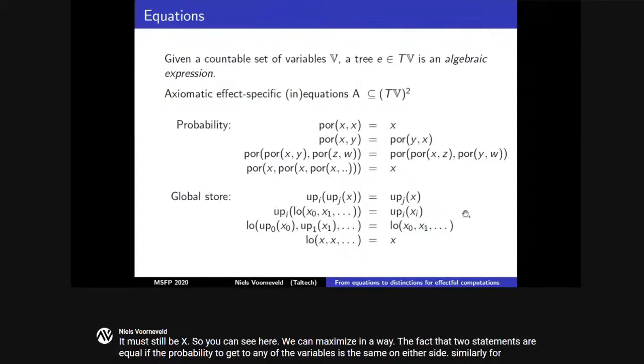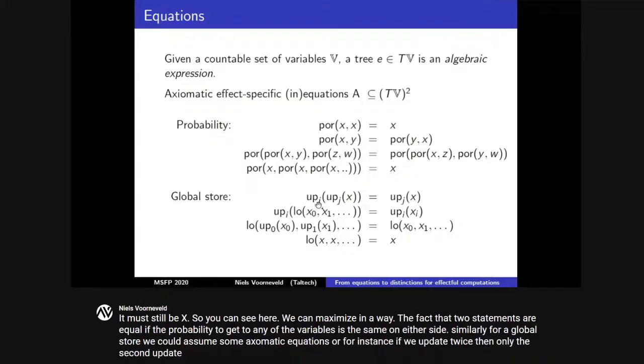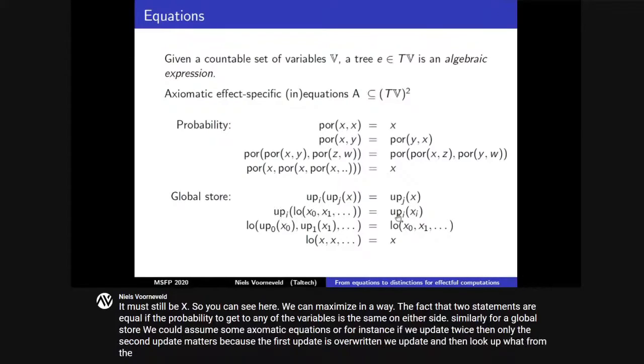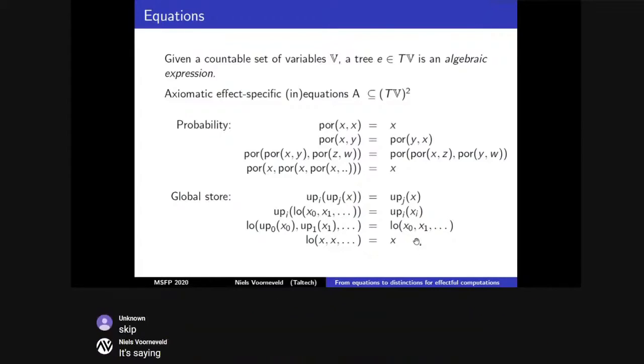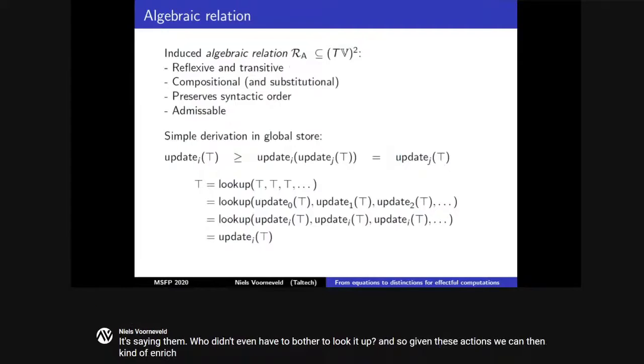Similarly, for a global store, we could assume some axiomatic equations, where, for instance, if we update twice, then only the second update matters because the first update is overwritten. If we update and then look up from the global store, then we just get whatever we just updated, and similar axioms here. If we look up and everything is the same, then we didn't even have to bother to look it up. And so given these axioms, we can then induce an algebraic relation, which you can see as anything we can show to be equal given these axioms.